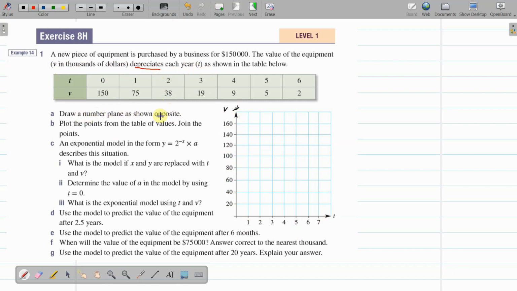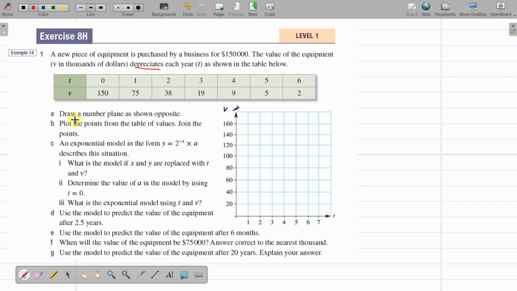Draw a number plane as shown opposite. So they've got it for us. Please remember that when you're drawing a graph, 2 things. Firstly, the top row goes along the horizontal down the bottom here, and the bottom row is this vertical, and the values should be able to fit in all the values here. So you've got to do a scale that fits all of these values inside it.